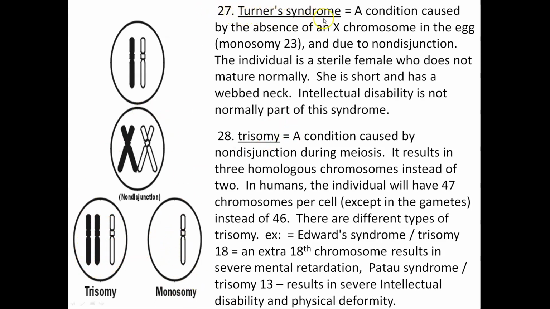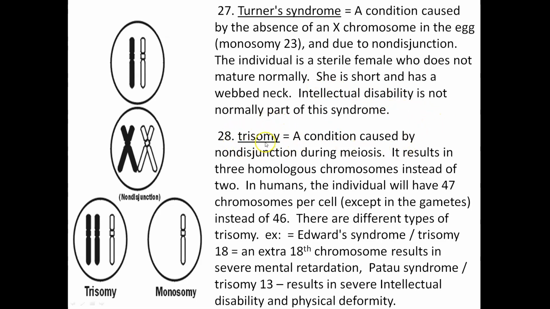27, Turner syndrome. Someone with Turner syndrome has monosomy 23. This person would be female. They should be XX, but this person has only one X chromosome. Unfortunately, that person will become sterile, meaning she cannot have children. She is short and would have a webbed neck. However, an intellectual disability is not normally part of the syndrome, so their brain development is fine.